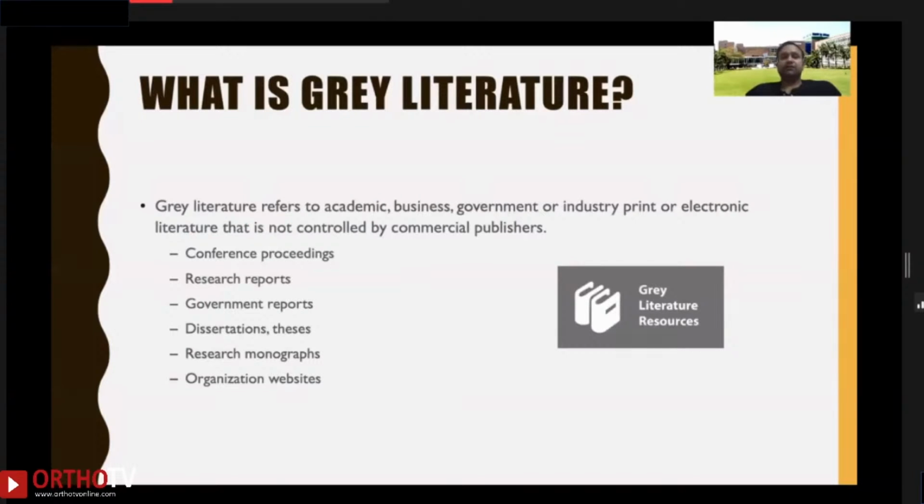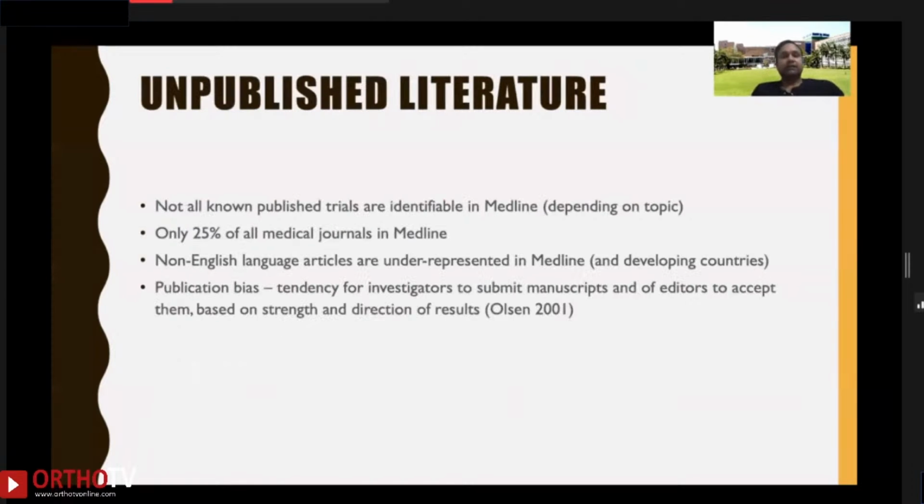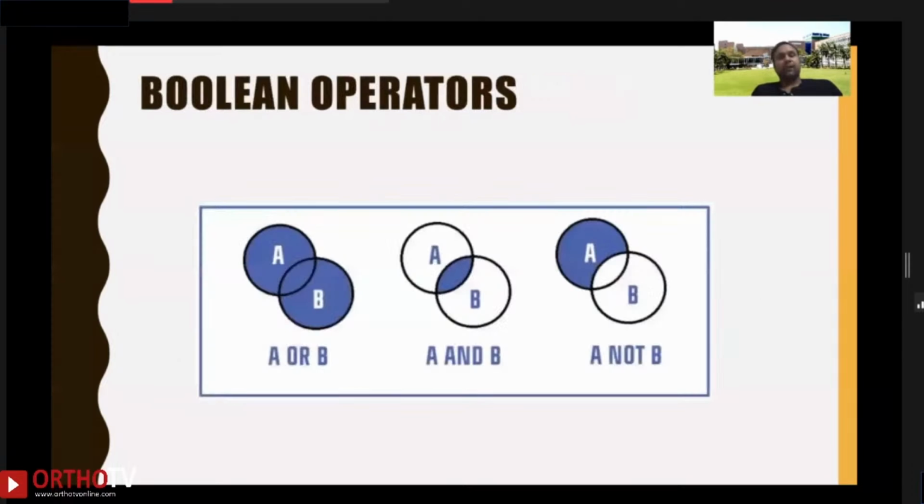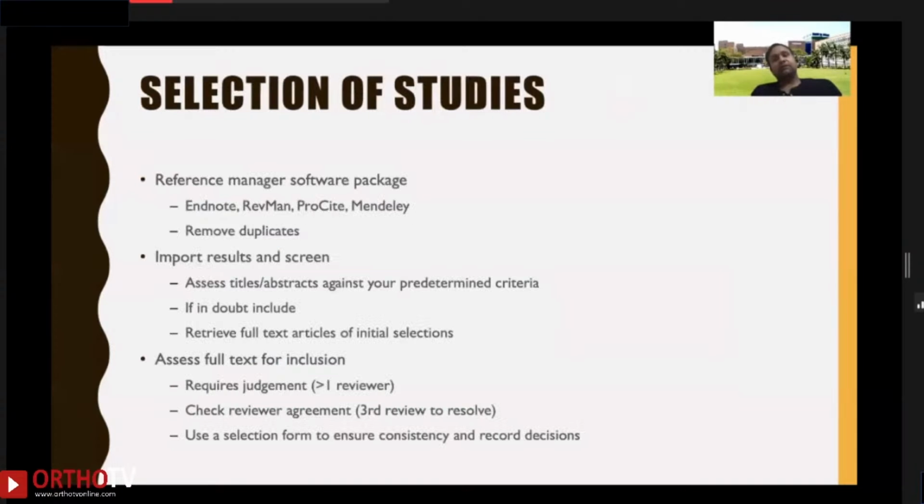Gray literature basically refers to the academic, business, government, or industry print which is not controlled by the commercial publishers, like conference proceedings, research reports, government reports, dissertations, theses, research monographs, organization websites, and then there is various unpublished literature also. You have to also be aware of the Boolean operators like A or B, A and B, A not B. I think all of you are aware of these basic Boolean operators.